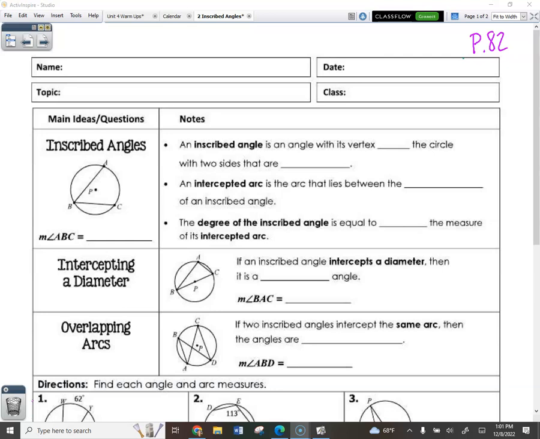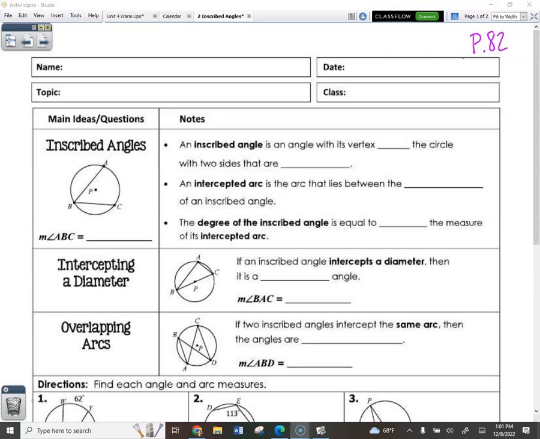Enter inscribed angles. So I'm throwing a new angle at you. We already talked about it on the vocab sheet, if you recall. On the vocab sheet where they were all listed, we talked about two types of angles. The first one was central. This is the second one.